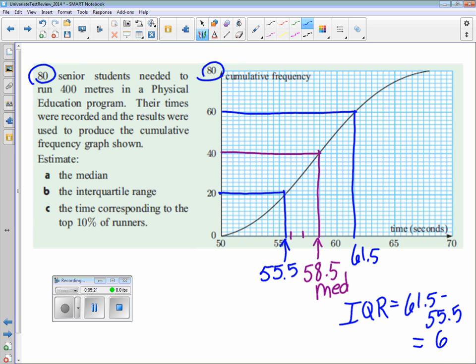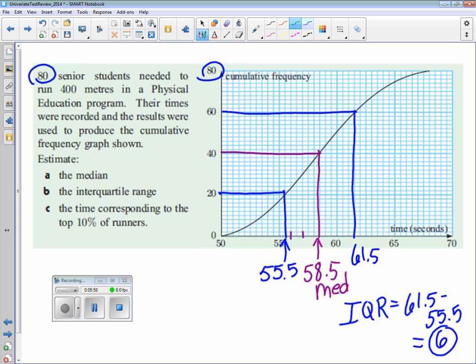Good. All right. So the interquartile range is 6. Good. Okay. How about letter C? We want to talk about the top 10% of runners. A lot of times you guys talk about the top 5% of your class, or you're in the top 2% of your class in terms of colleges, when you're applying to colleges. So how do I find the top 10%? What number on the vertical axis would correspond to the top 10%?